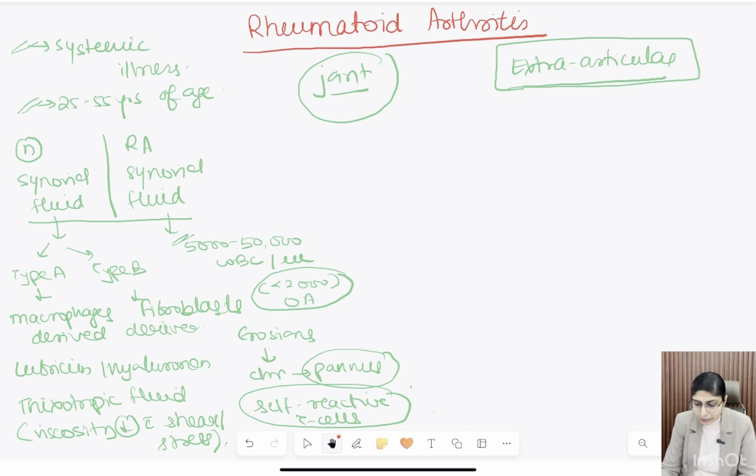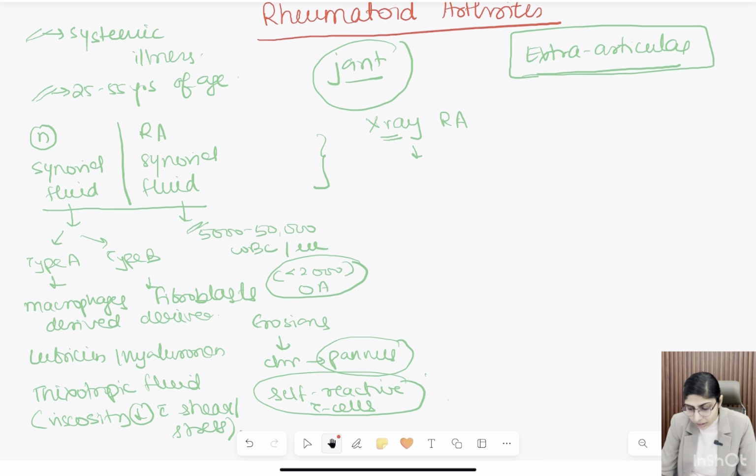Okay, so it is an inflammatory arthritis with a high WBC count in the synovial fluid, and this is how it leads to joint involvement. Now, what are the main features on an X-ray of a joint in an RA patient? What are the features on X-ray?